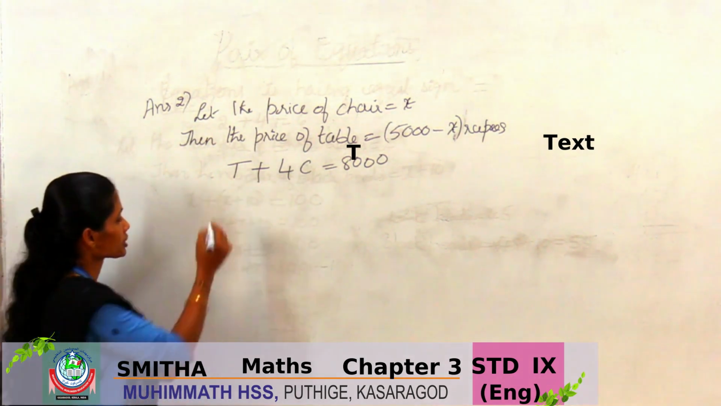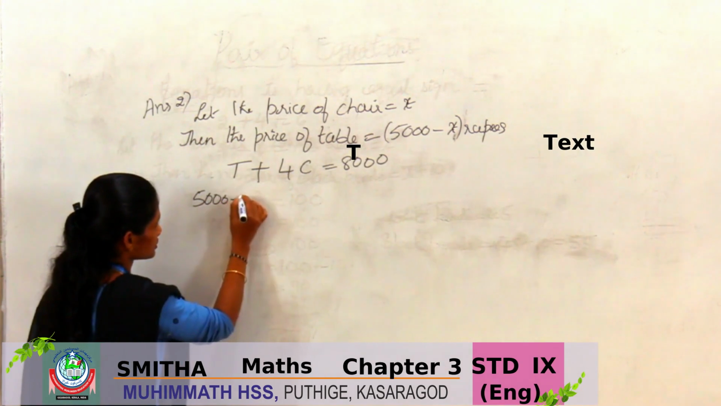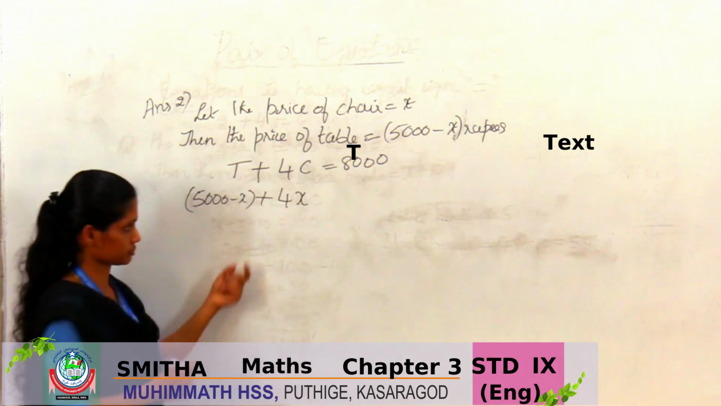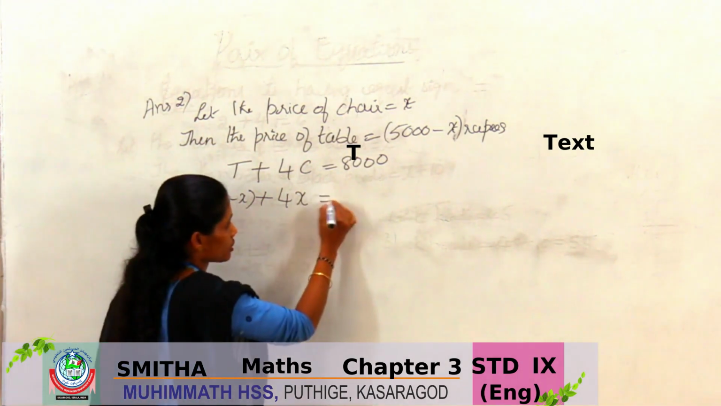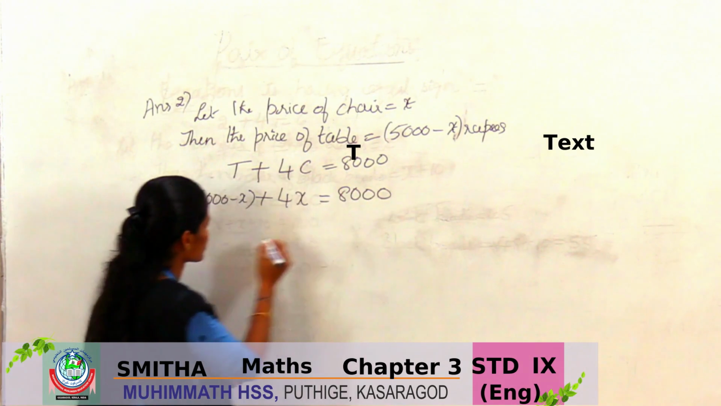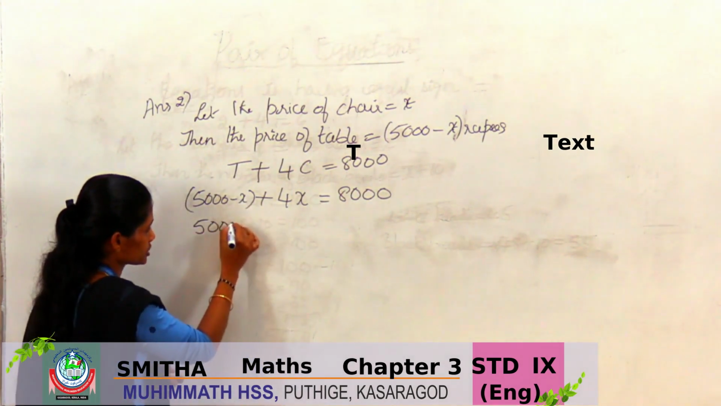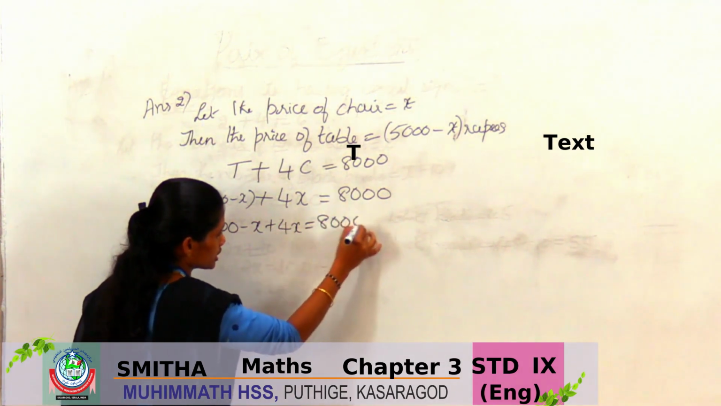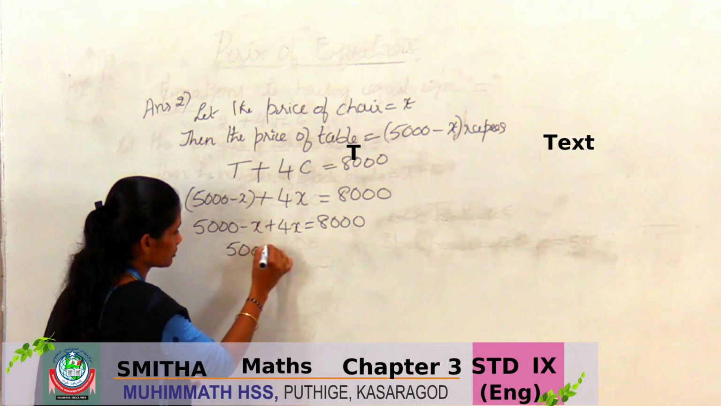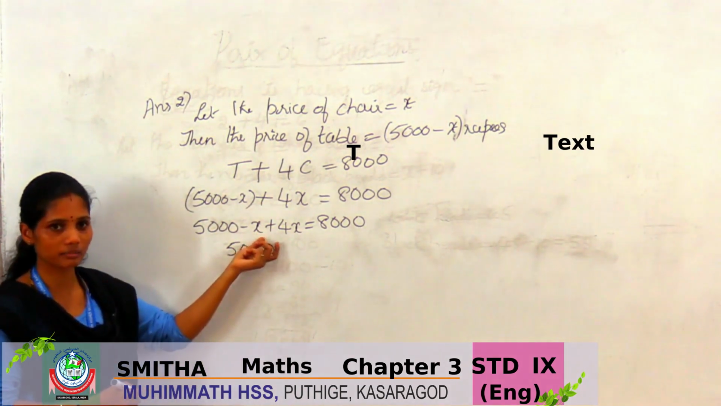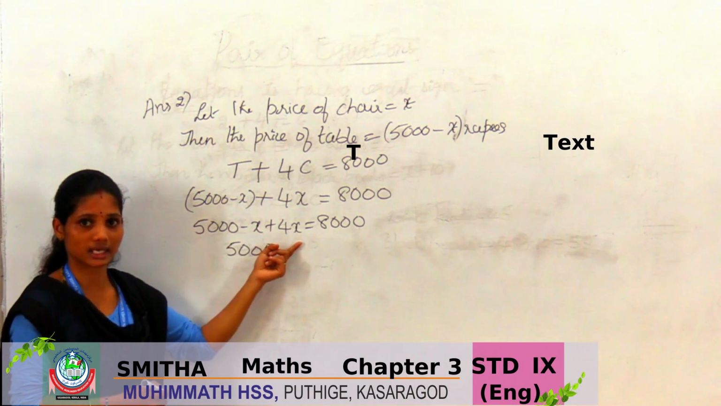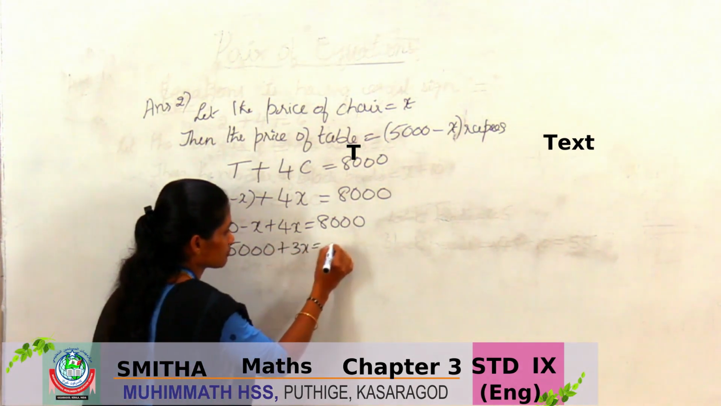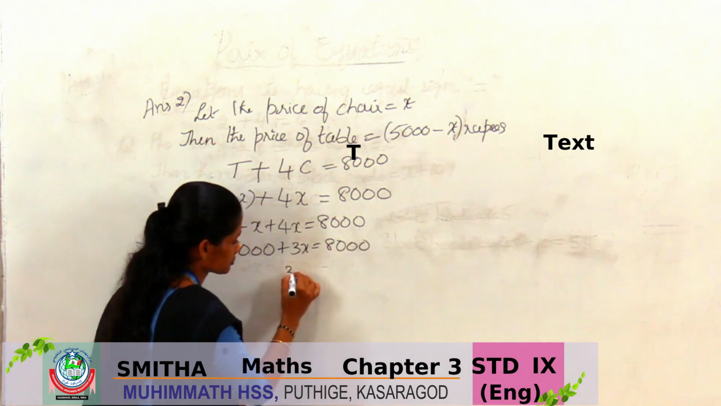So table, it is 5,000 minus x, plus 4 chairs, 4 into x, equals 8,000. Simplification: 5,000 minus x plus 4x is equal to 8,000. Simplifying like terms, minus x and plus 4x are like terms. Simplifying, we get plus 3x equals 8,000.